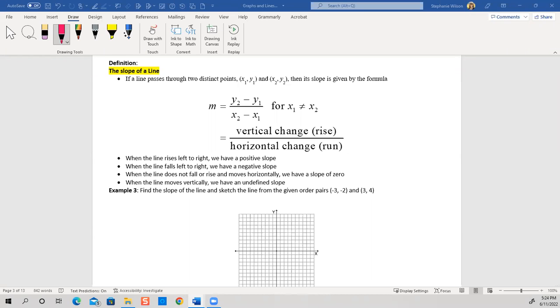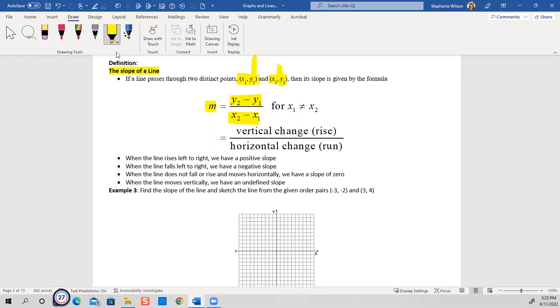Slope of a line. We are given this equation for slope of a line. It's a little m. It means we have two ordered pairs: x subscript 1, y subscript 1, ordered pair 1, and then ordered pair 2. It's going to be the change in y's divided by the change in x. So I'm going to take the second ordered pair minus the first ordered pair.